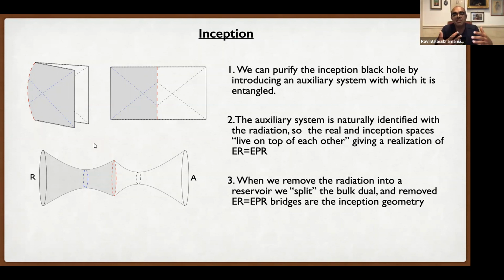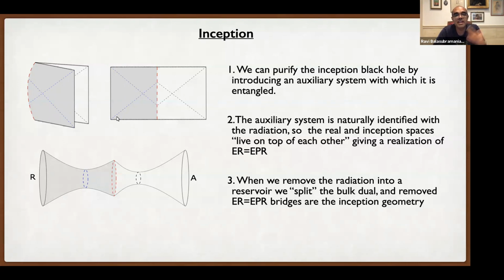One way of thinking about this is when you remove the radiation from the original space, instead of putting it into a reservoir, you split the bulk dual and remove all the quote ER equals EPR bridges. And that's what's being described by this inception geometry. So this is now like a long wormhole. And here is the geometry drawn with one asymptotic region.